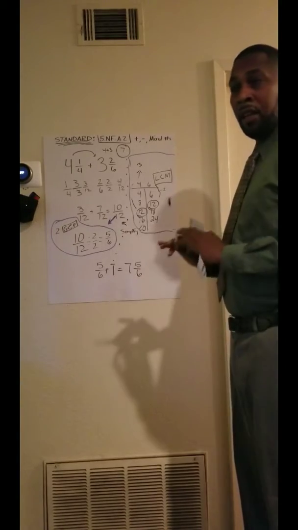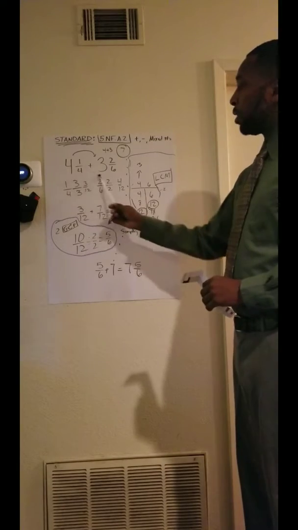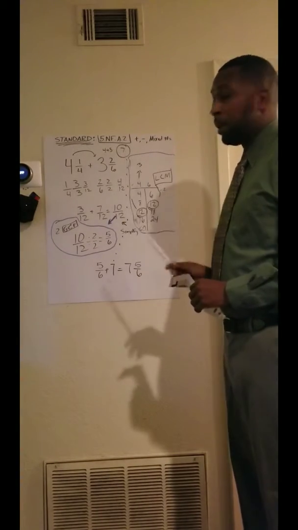Okay, the first step you have to do, what I tell my students, is to go ahead and get the easy stuff out of the way. So add the whole numbers. 4 plus 3 is going to equal 7. So I put the 7 up in the circle up here.